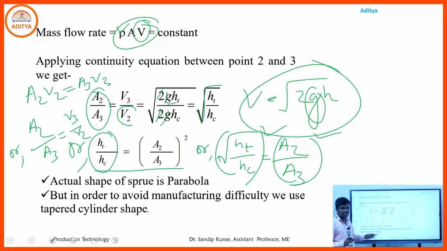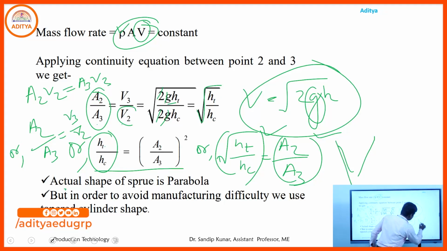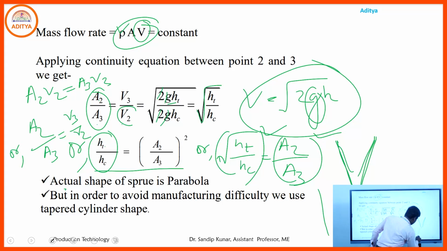It will maintain the parabola equation, meaning the actual shape of the sprue will be parabola type, but practically we remove that. Generally we avoid the manufacturing difficulty, because parabola type shape generation is very difficult. So to make manufacturing easy, we take a taper type cylinder surface, meaning a conical type shape or taper type shape in the case of the sprue system and the gating system.